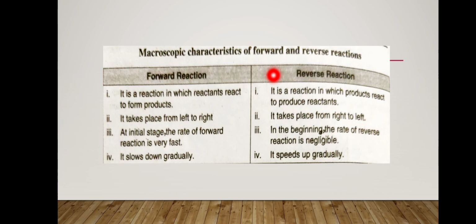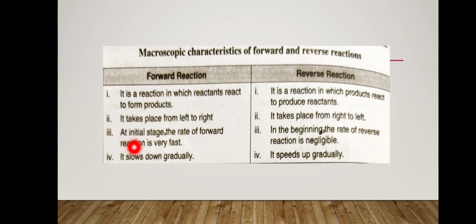Macroscopic characteristics of the forward and reverse reactions. A forward reaction is a reaction in which reactants react to form products. It means H2 and I2 react to form the product 2HI. A reverse reaction is a reaction in which products react to produce reactants. It means the product formed in the forward reaction, 2HI, is converted into hydrogen gas and iodine gas. The forward reaction takes place from left to right, and the reverse reaction takes place from right to left.